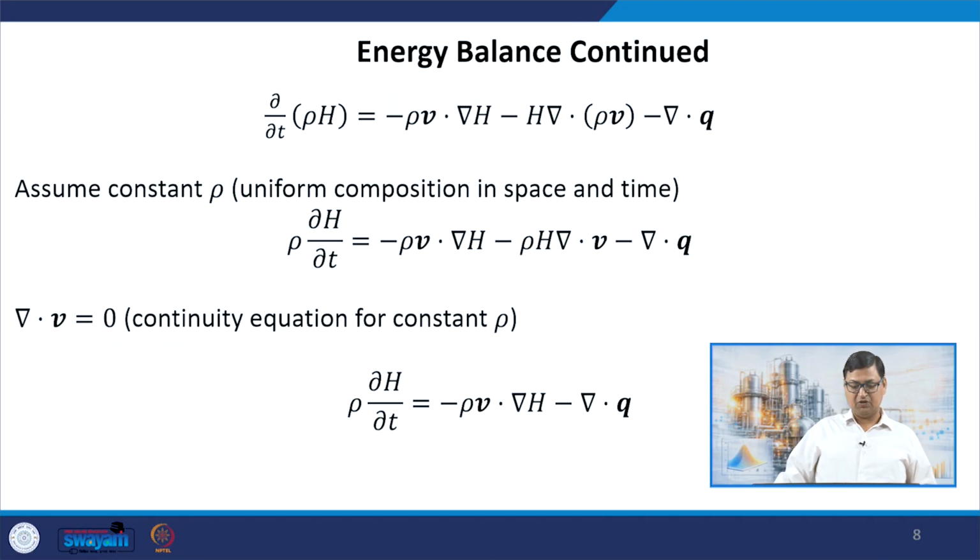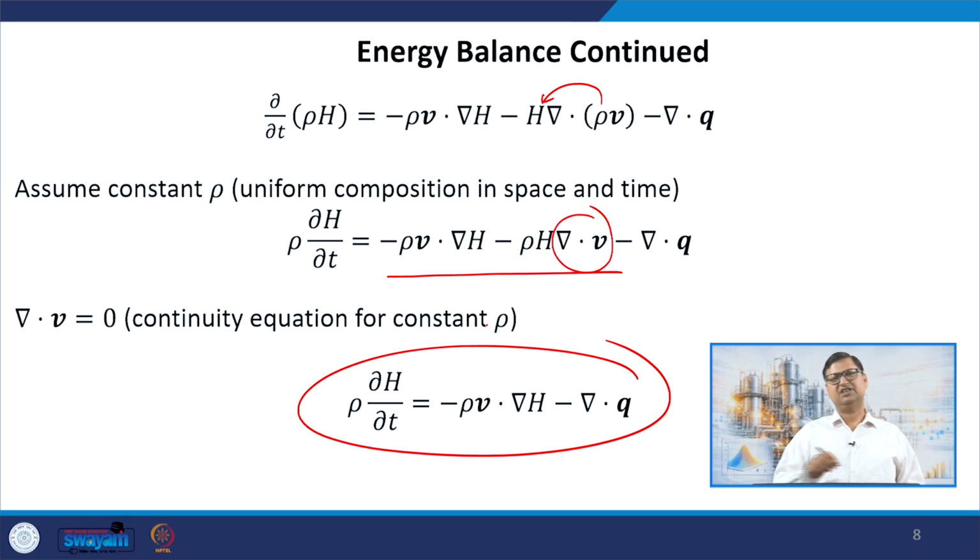So going forward, I will make the same assumption whatever I have made in the continuity equation, that is, I will assume that the density is constant, that is uniform composition in space as well as time, and then I can take rho out of here, right? And I get something like this. And now you note that from the continuity equation, del dot v is equal to 0 for an incompressible system when rho is constant. And then I get a rather simple expression right here because the second term drops out from this expression.